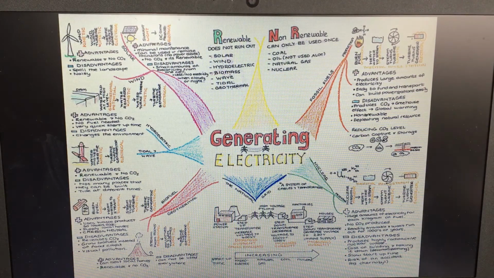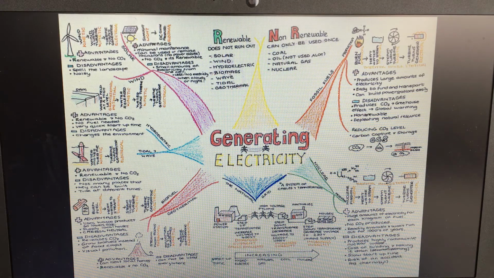Now, you then need to be able to evaluate the advantages and disadvantages of these. So advantages would be it produces large amounts of electricity. We know how much it's going to produce, so that's a really big advantage for us. Easy to find and transport. We know where oil is, we know where coal is, it's not hard to transport it to the locations either. And you can generally build power stations quite easily, although people might say they don't want them near their homes, but you can generally build it quite easy.